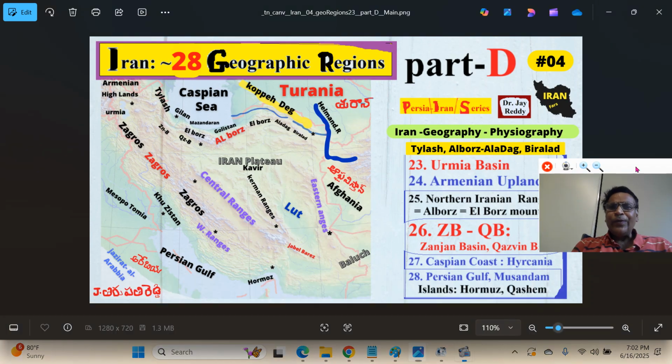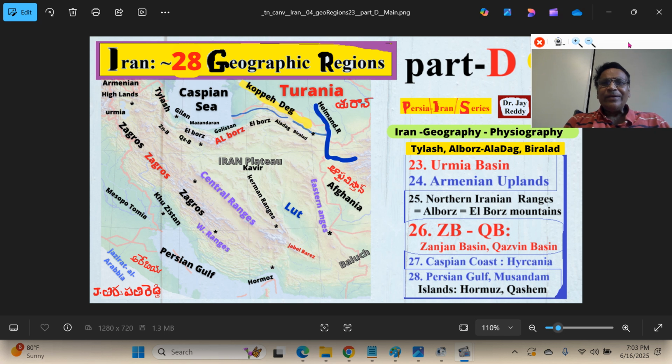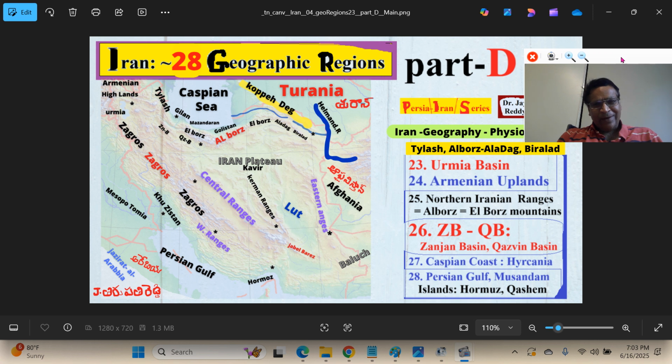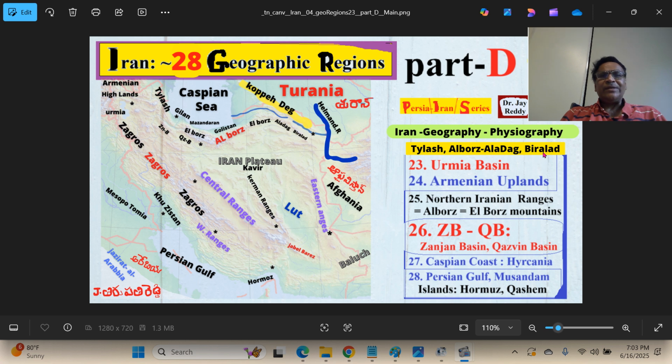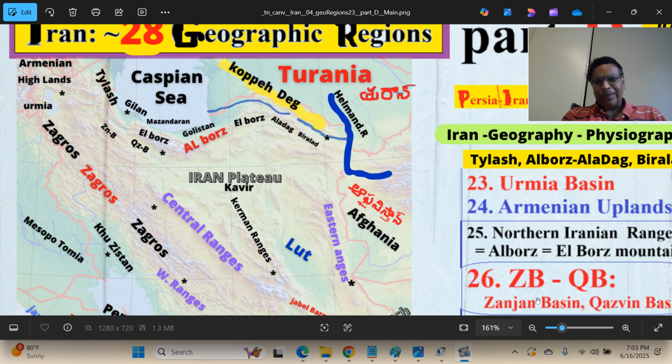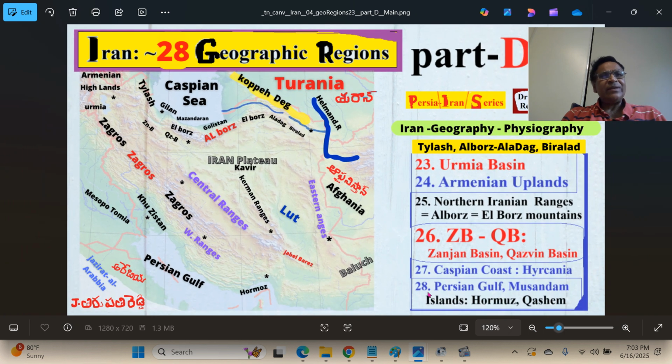Here I will broadly go over the geographic regions. I will show you a couple of maps where you will get big clarity, even if you miss some clarity points here. See, in this part, this is the Urmia Basin, Urmia Lake and Basin, and Armenian uplands, northern part. This is the Armenia, there is a country, northern part, north of the Aras River. There is the Armenian uplands.